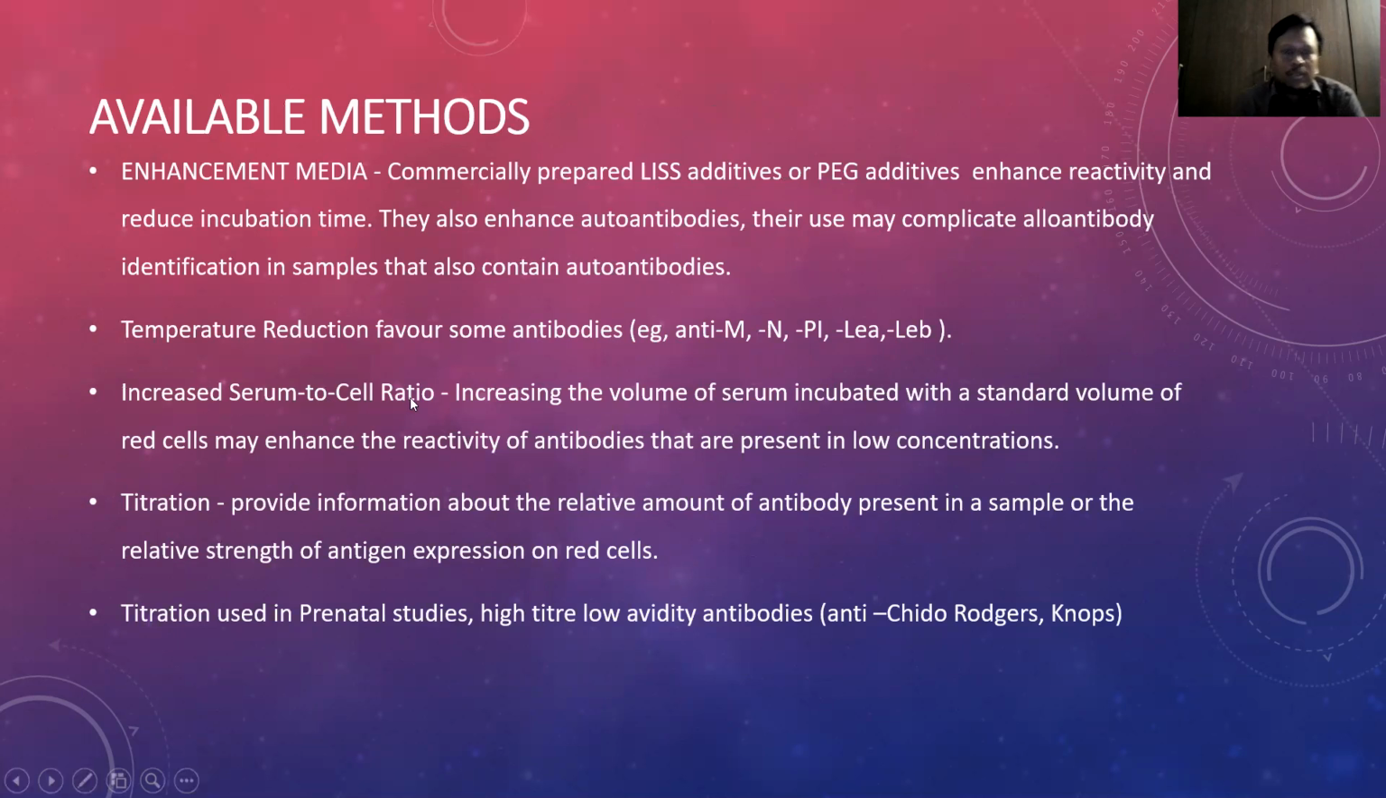With an increased serum to cell ratio, increasing the volume of serum incubating with the standard volume of red cells may enhance the reactivity of antibodies that are present in low concentrations. Similarly, titration provides information about the relative amount of antibody present in a sample or the relative strength of antigen expression on the red cells. Titration is used in prenatal studies, and this also will be helpful to find out the strength in a pregnant woman.